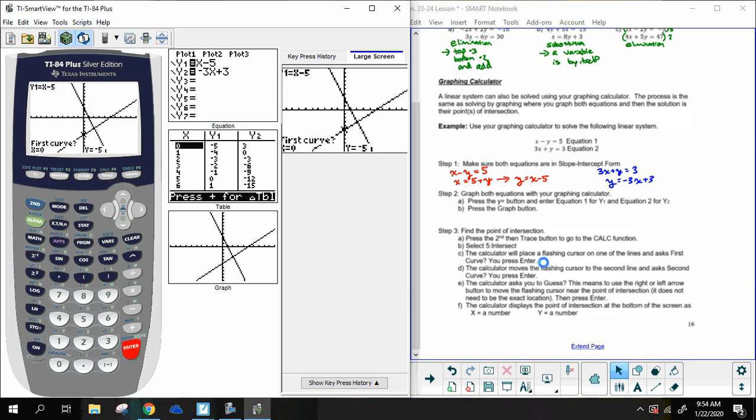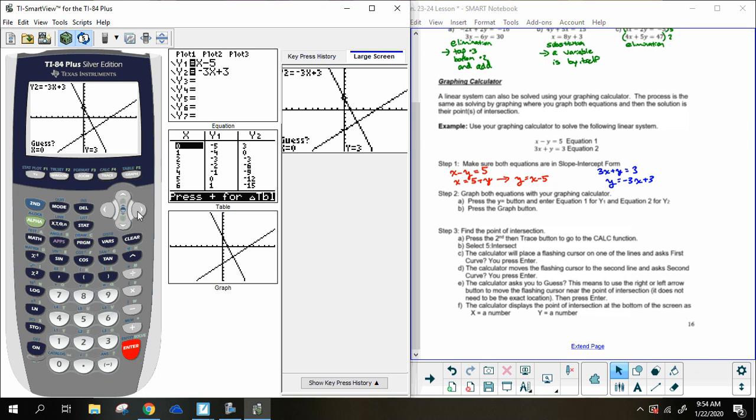The calculator places a flashing cursor on one of the lines and asks first curve. It's asking, is this one of the lines you want to use? So you press enter. Now there's a flashing cursor on the second line, and it says second curve. Do you want to use that one? Press enter. Then the calculator asks you for your guess.